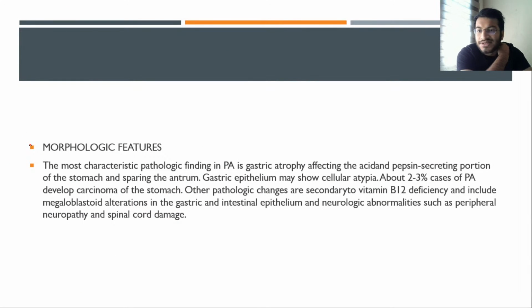Then morphological features. The most characteristic pathological finding in PA is gastric atrophy affecting the acid and the pepsin secreting portion of the stomach and sparing the antrum. Gastric epithelium may show cellular atypia. About 2 to 3% of the cases of pernicious anemia develop carcinoma of the stomach, and other pathological conditions are secondary to the vitamin B12 deficiency and include megaloblastoid alterations in the gastric and intestinal epithelium and neurological abnormalities such as peripheral neuropathy and spinal cord damage.